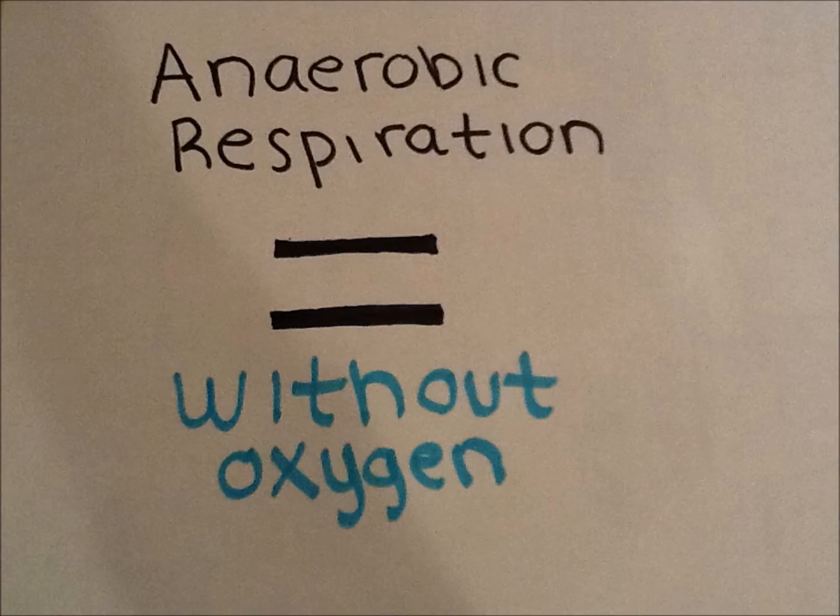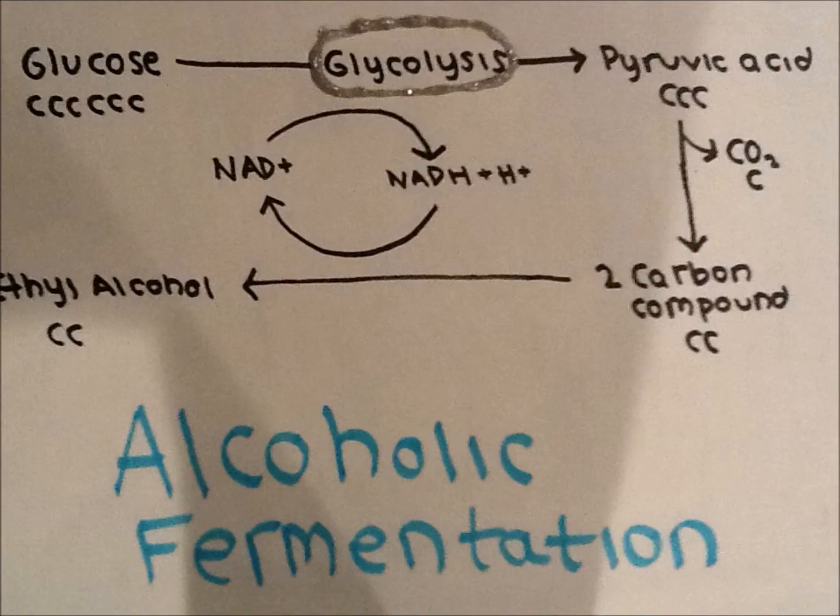But in some cases, when oxygen is not available to the cell, it has to go through slightly different steps. This is called anaerobic respiration. To generate ATP to sustain itself, the cell must go through fermentation after it goes through glycolysis. There are 2 types of fermentation: alcoholic fermentation and lactic acid fermentation.